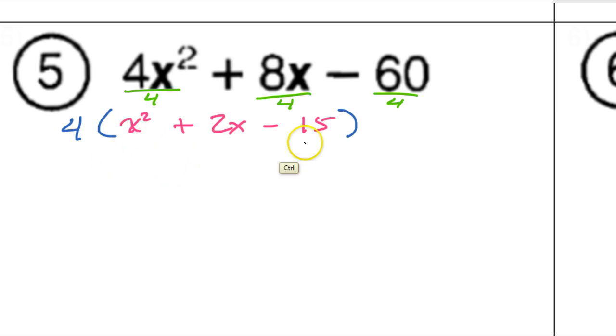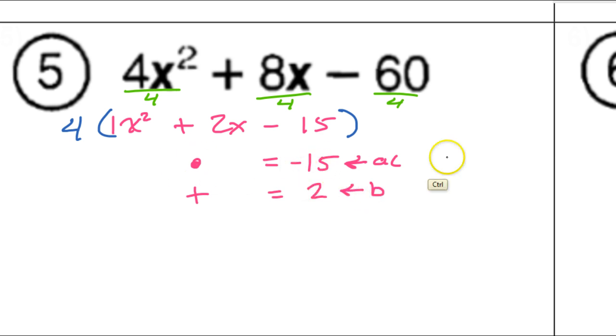So remember, the box method all starts with a product and a sum. The product comes from A times C. So of course A is 1 and C is negative 15. So that's going to be negative 15. All right, so that was A times C. The sum has to be the B value, which in this case is 2.